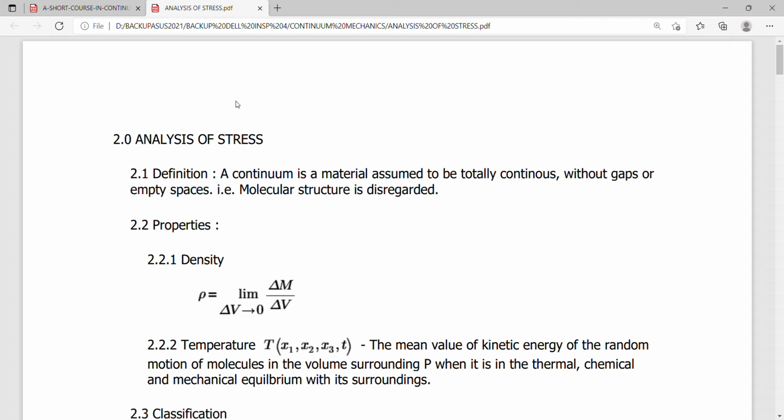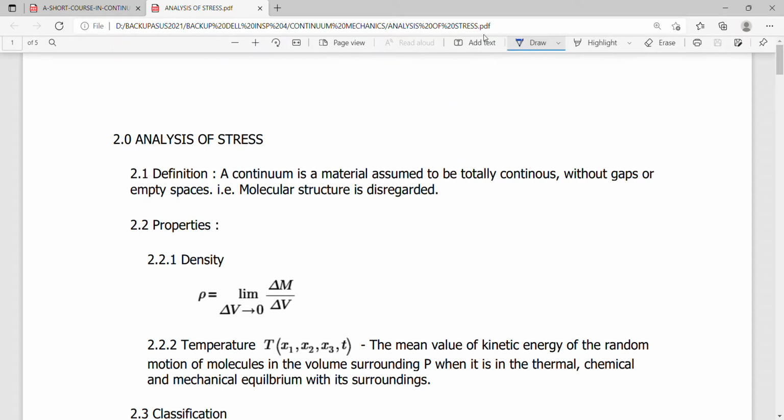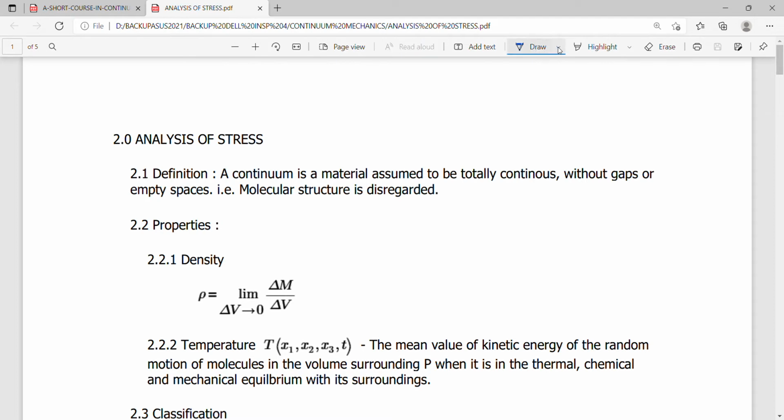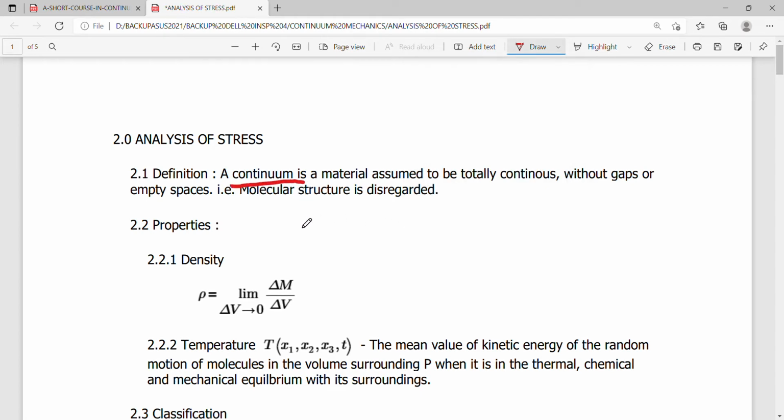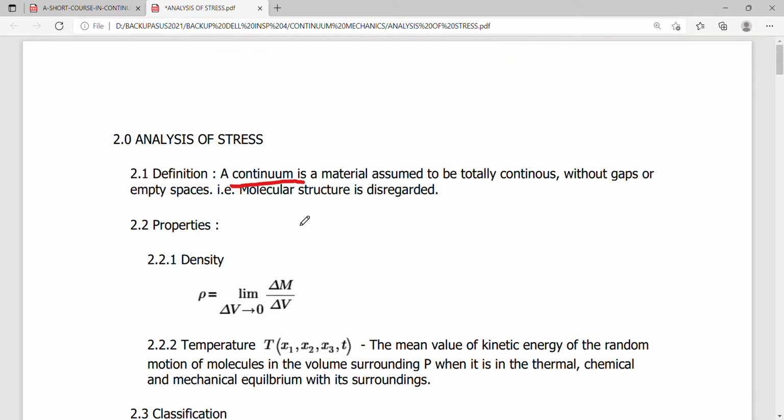So let us define first what is a continuum, or what is popularly known as a continuous body. So a continuum is simply a body which is made up of a material assumed to be totally continuous. It means there are no gaps or any empty space in between them. Hence, the molecular structure is disregarded.